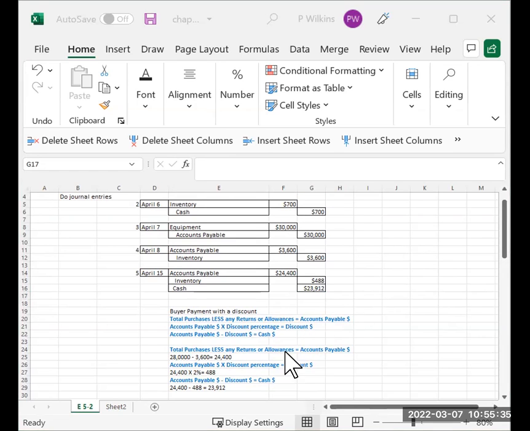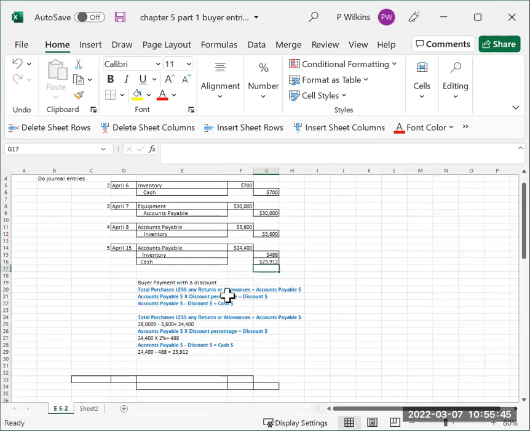The other part of it, part B, asks what would happen if we didn't pay the bill within 10 days? So this is actually really easy. It's way easier than you think. If you didn't pay the bill within 10 days, you would not get the discount. So you're going to be paying the accounts payable number. That's all you have to do.